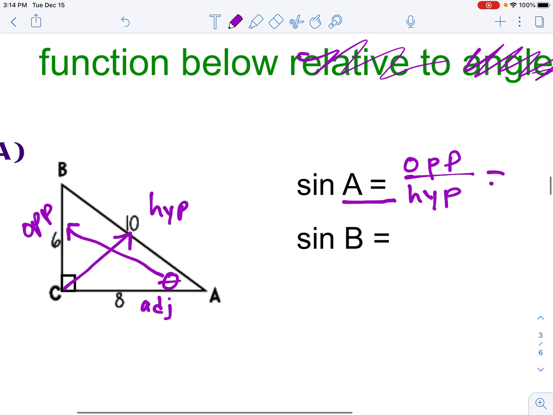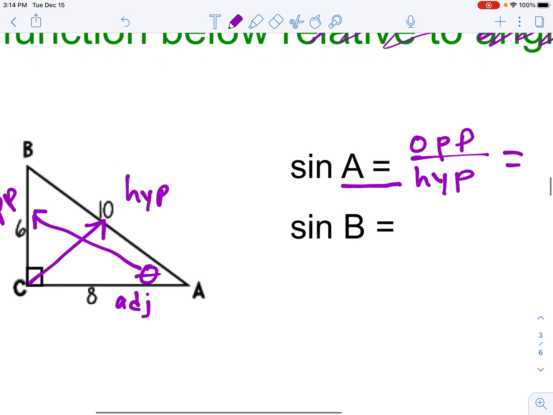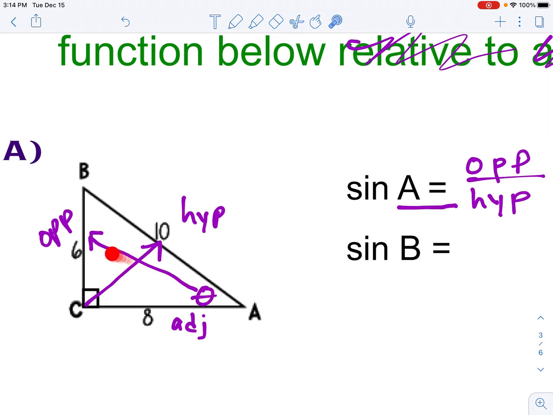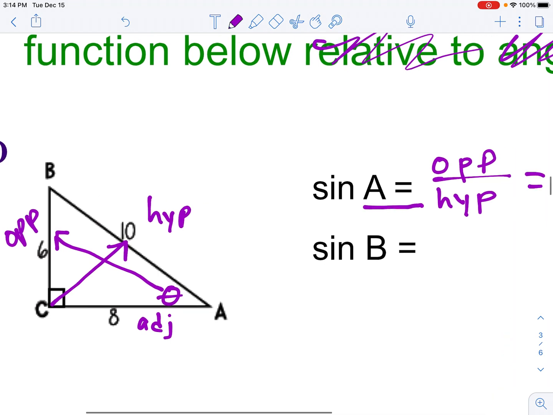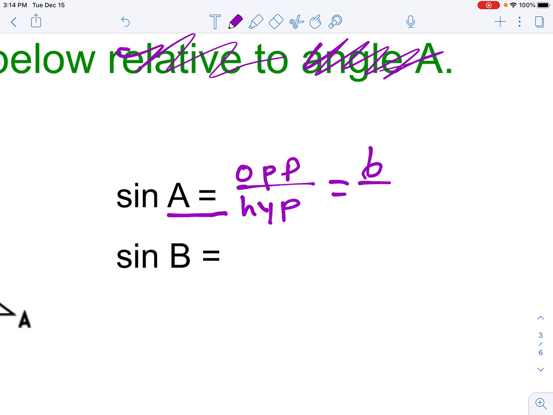Well, now we just get to write the fraction out. The sine of A is equal to the opposite side, which is 6, over the hypotenuse, which is 10. And then we would reduce our fraction down. Both of those are divisible by 2, so we get 3 over 5.